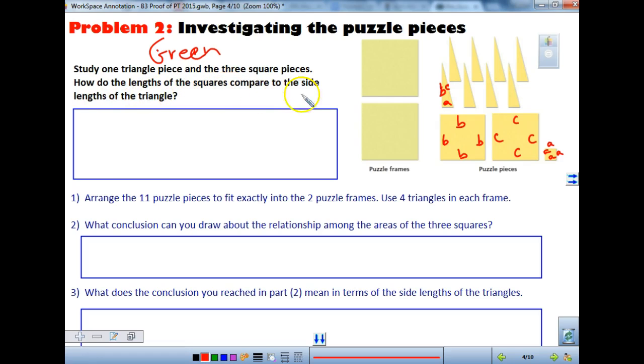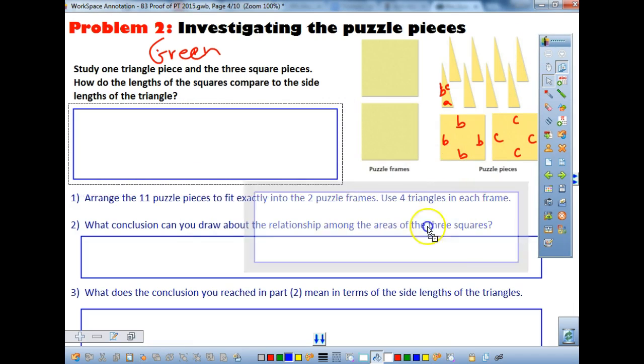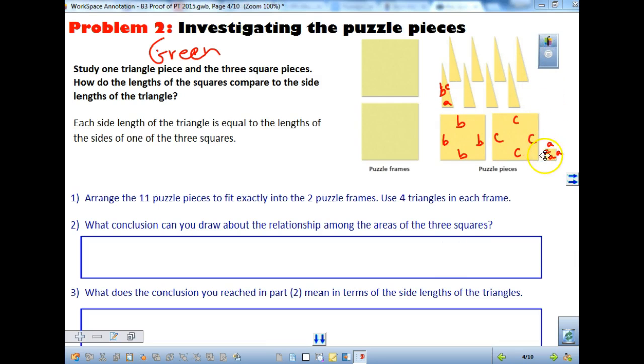How do the lengths of the squares compare to the lengths of the sides? So if we are looking at that, what do we know about the lengths of the sides compared to the lengths of the squares? Each side of the triangle is equal to the length of one of the three squares. So if I look at this, A is going to be exactly the same length as here. This side B should be the same length as here. And side C, if I match it up, will be the same side here.